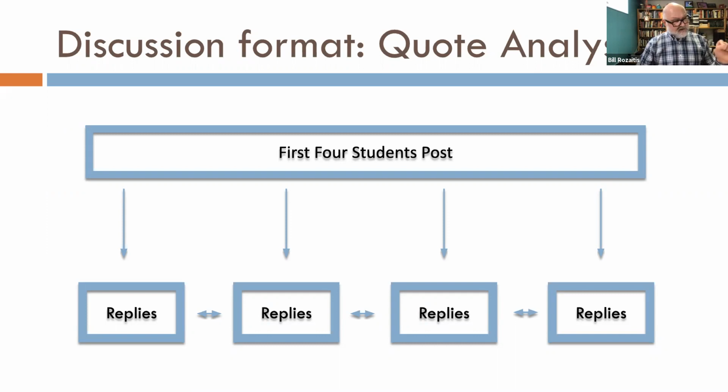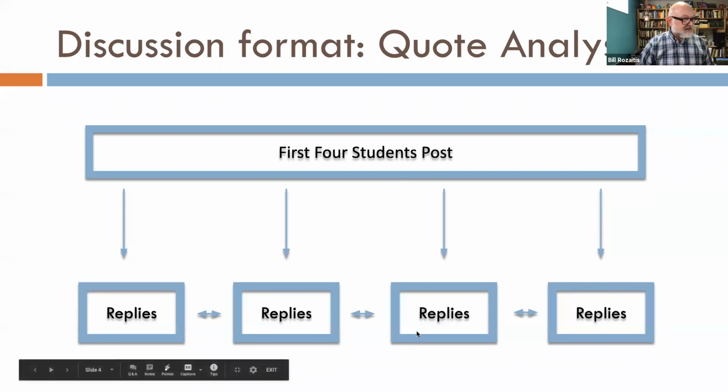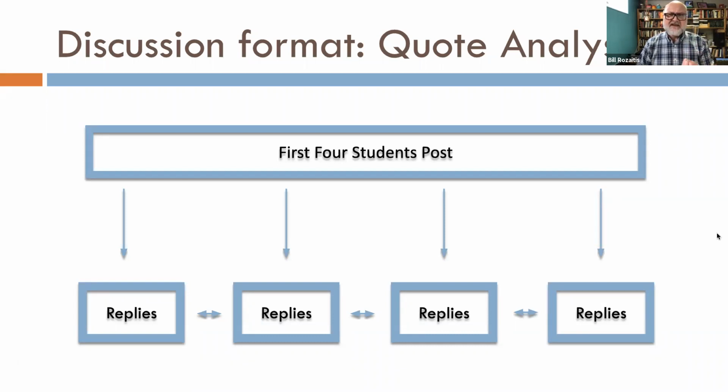The other thing about this, and I think this raises an important general point worth considering, is that it breaks up the class into 4 groups, so that typically the number of posts per thread, if you think of each one of these being a thread, is fewer. And that's something else to consider too.